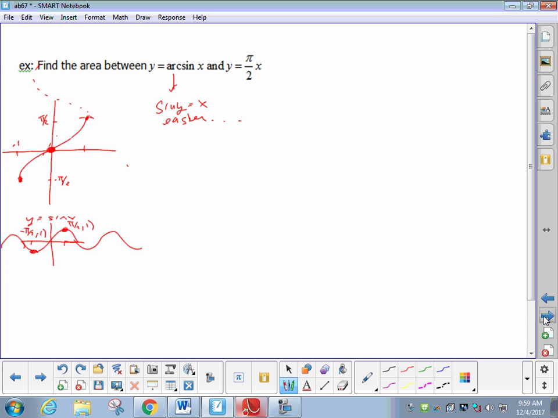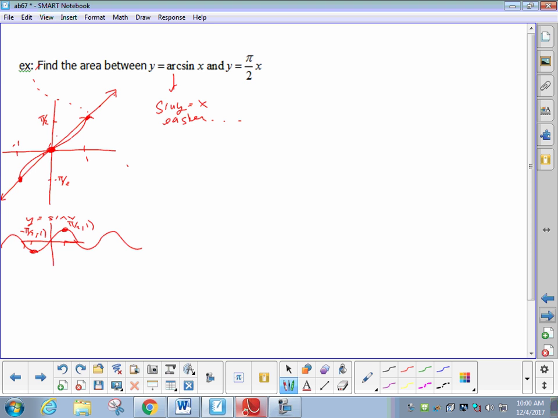Although it looks funky, it's pretty straightforward. What's y equals pi over 2x look like? It's a line with a y-intercept at 0 and a slope of pi over 2 over 1. So that, thankfully, encloses one region or two? Two. Normally when I get two regions, I need two integrals. But do I need two integrals in this case, or is there a way around it?